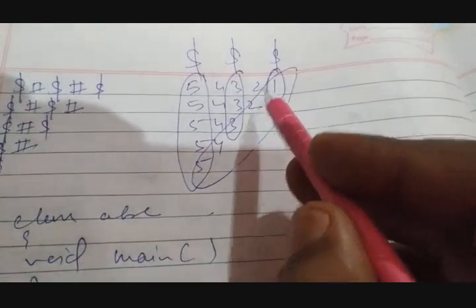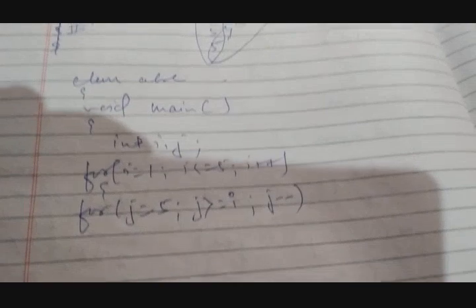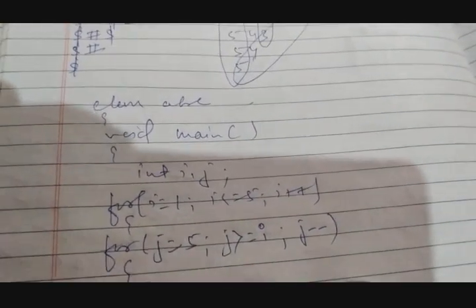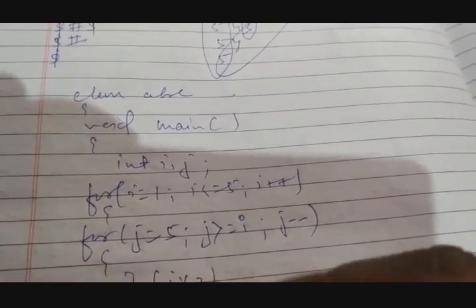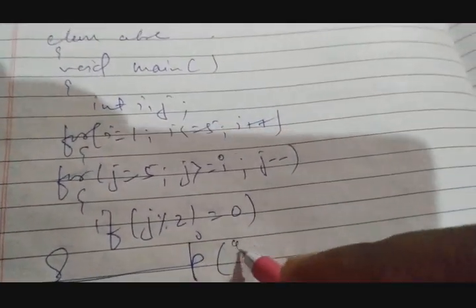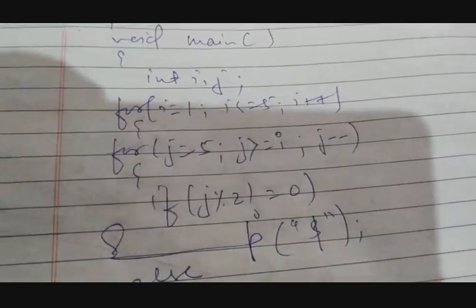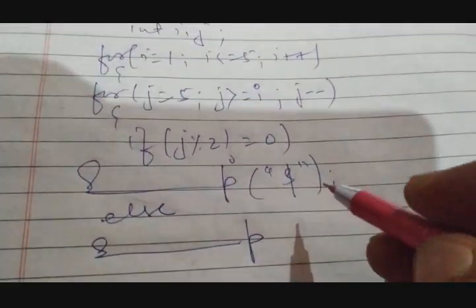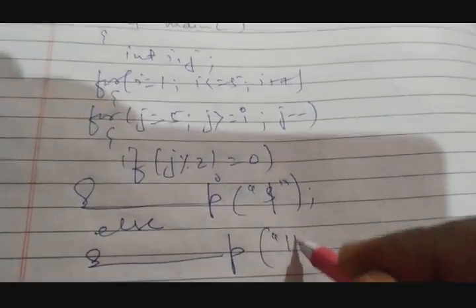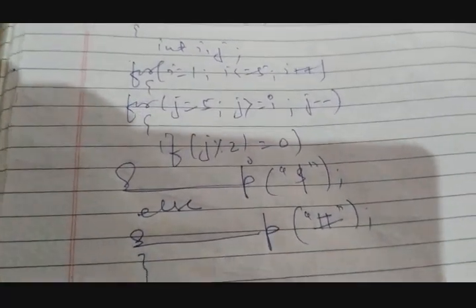Now where does it end? 1, 2, 3, 4, 5. So j ends at i. Now if j mod 2 not equals to 0, SOP dollar, else SOP hash. SOPln line, outer close, main close, class close.